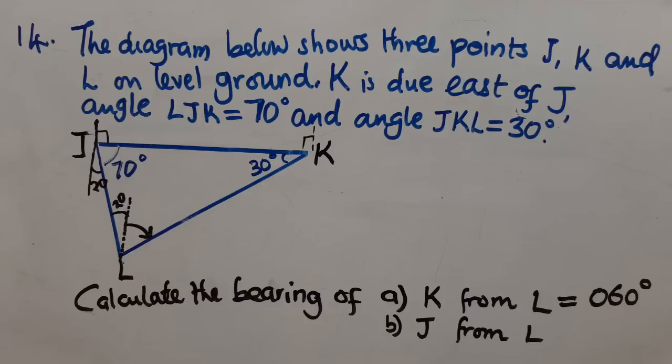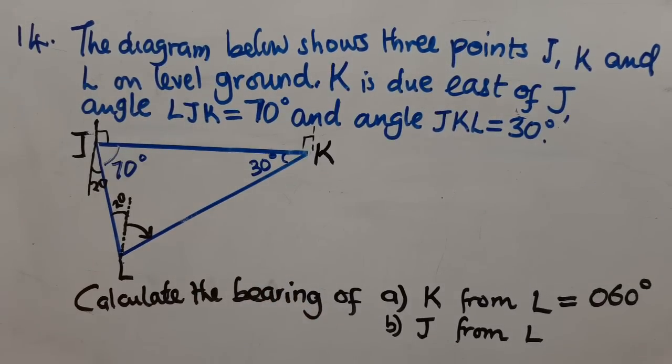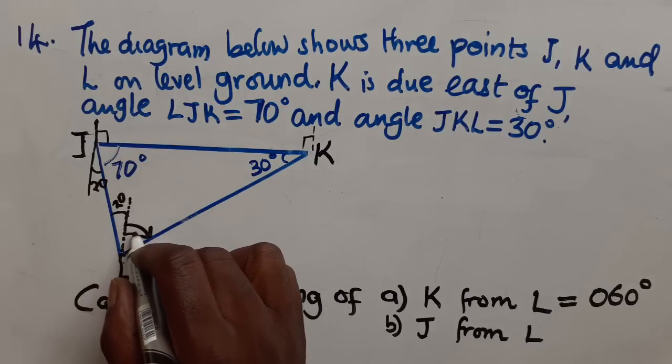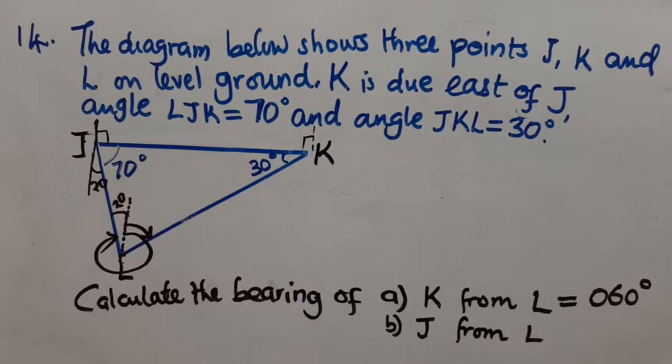Then the bearing of J from L. So the bearing of J, where's J now? J from L. It's going to be this one. All right? That's the bearing of J from L.